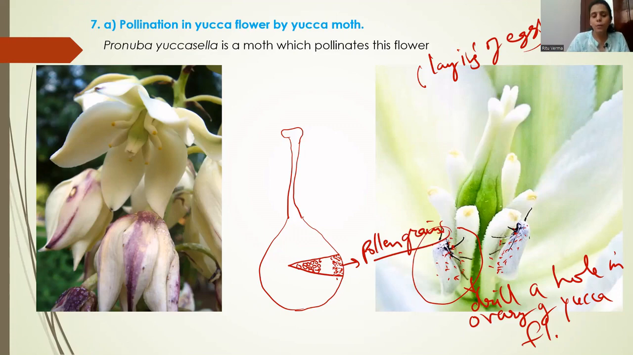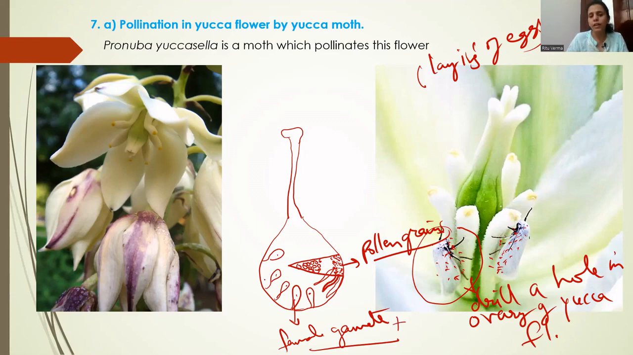Now these pollen grains will start germinating because they are present inside the ovary, and we know that inside the ovary we have ovules. So these pollen grains will reach the ovule, and inside the ovule we have the female gamete. The male nucleus present inside the pollen tube will fuse with the female gamete. And this is how the process of pollination and fertilization completes in this yucca flower.